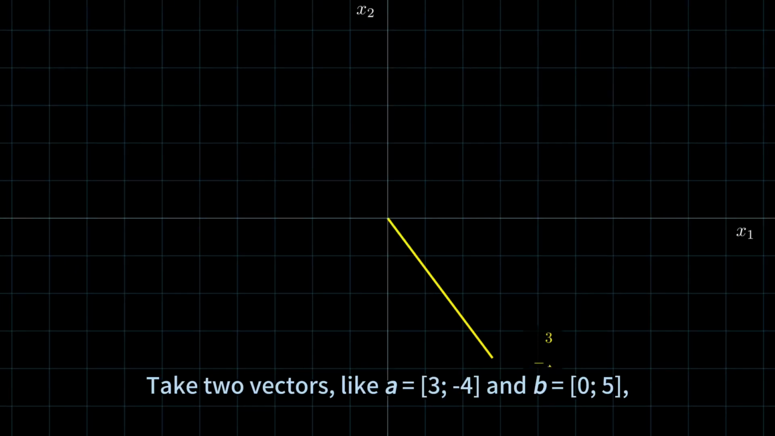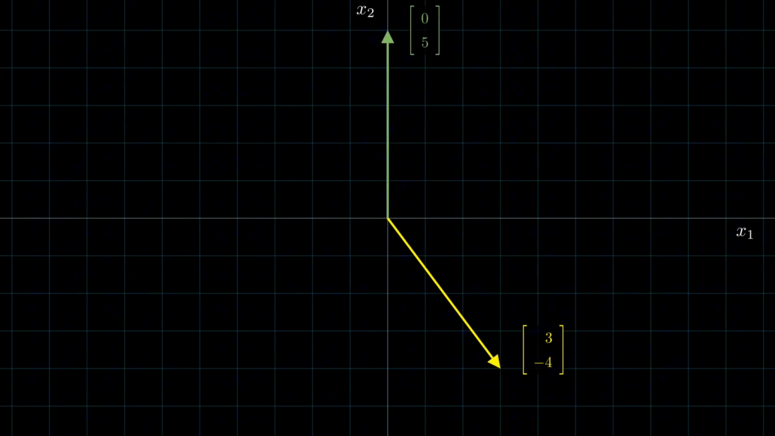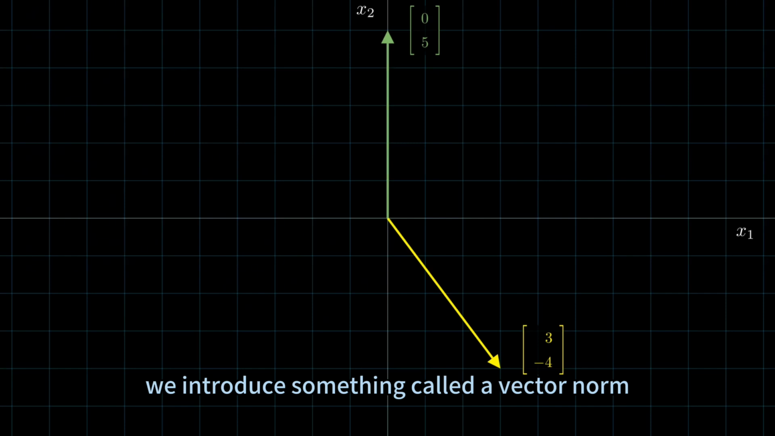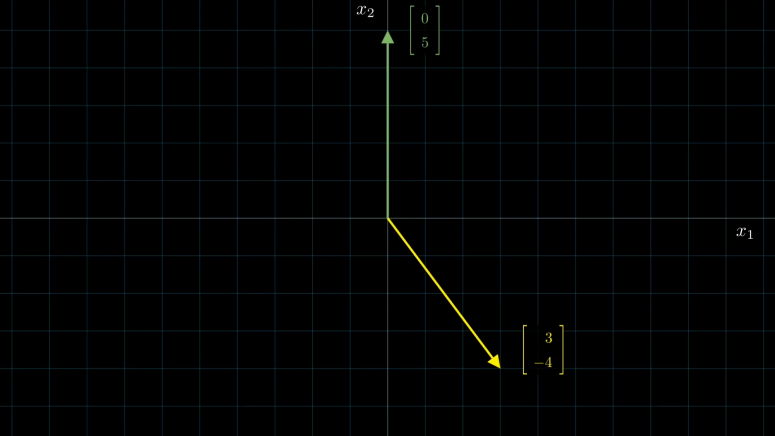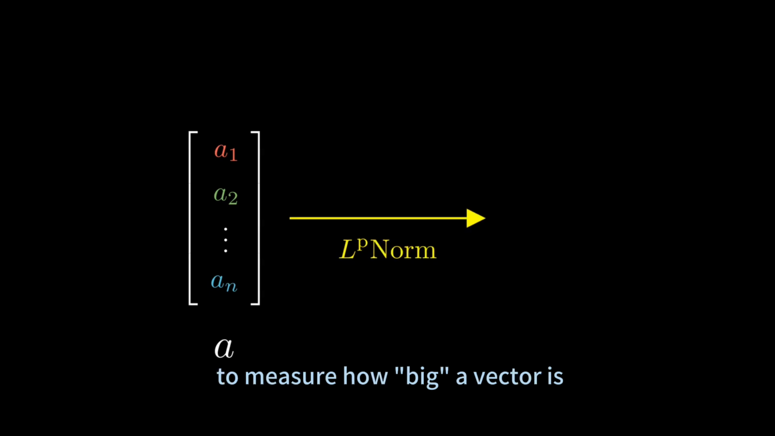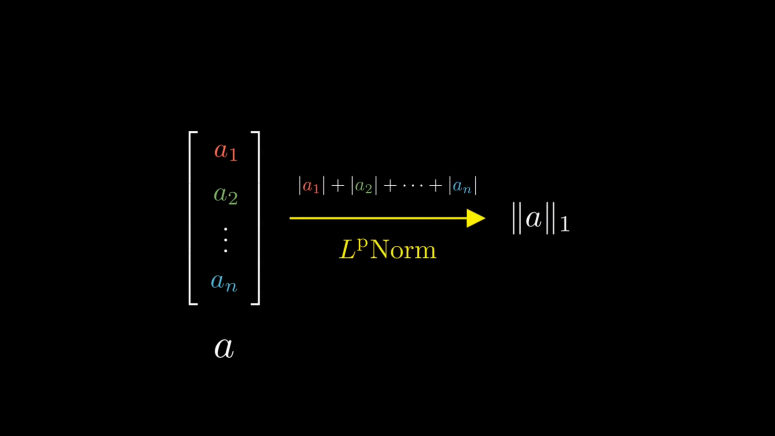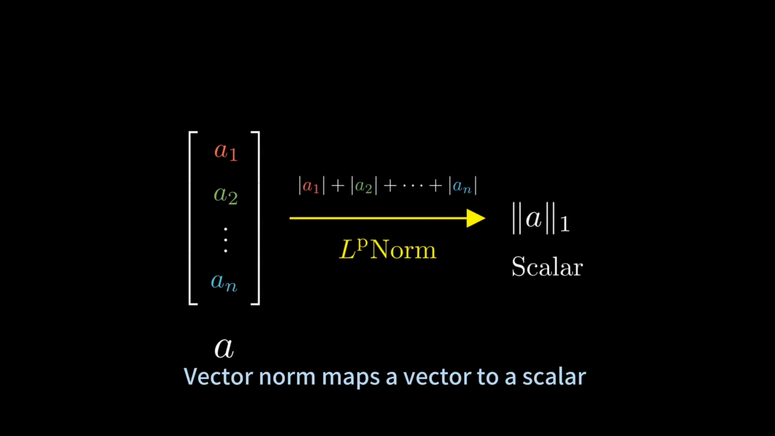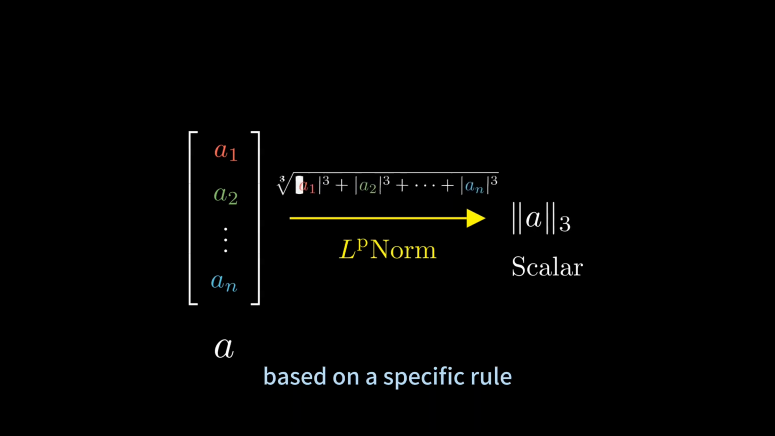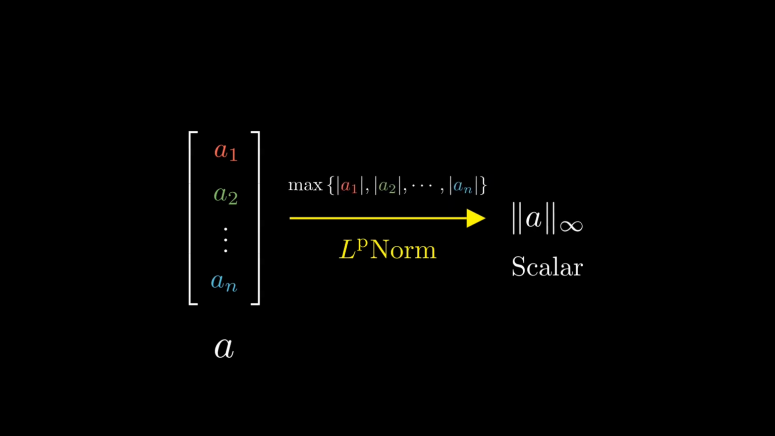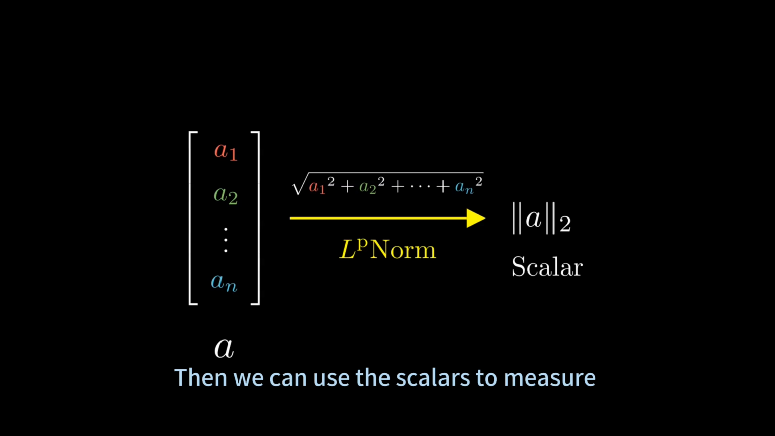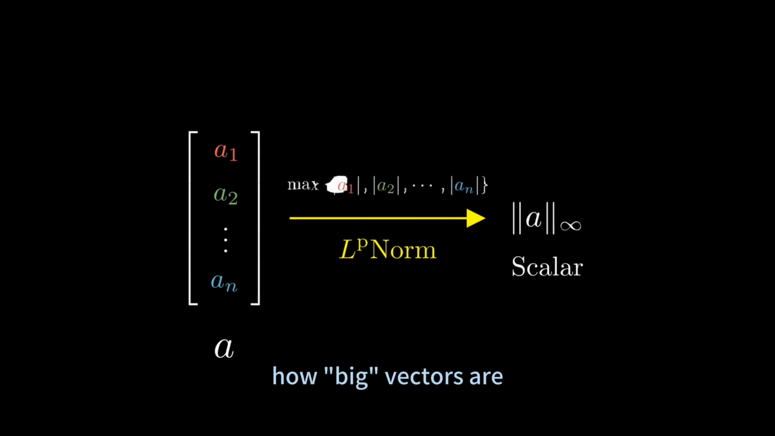Take 2 vectors like A (3, -4) and B (0, 5). Which one is bigger? To make this comparison possible, we introduce something called a vector norm. Simply put, a vector norm gives us a way to measure how big the vector is. The vector norm maps a vector to a scalar based on a specific rule. Then we can use the scalars to measure how big vectors are.